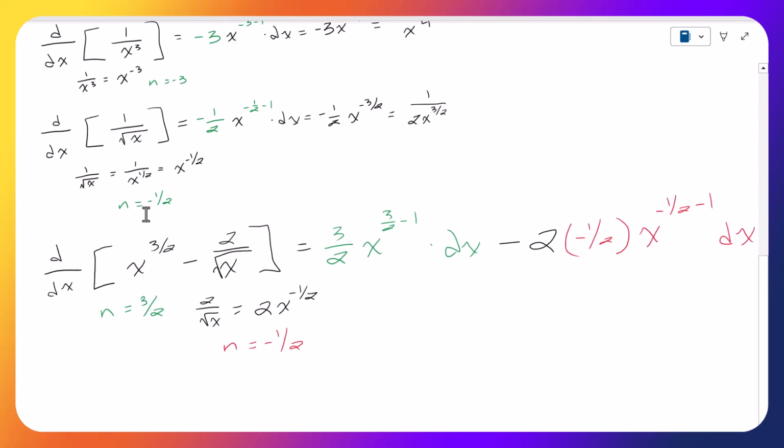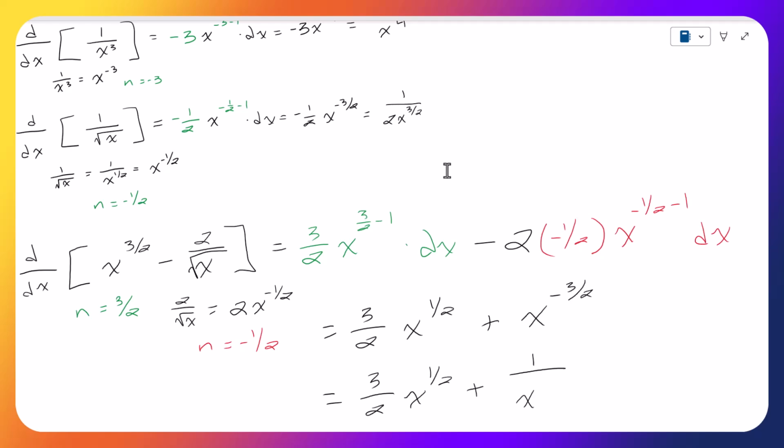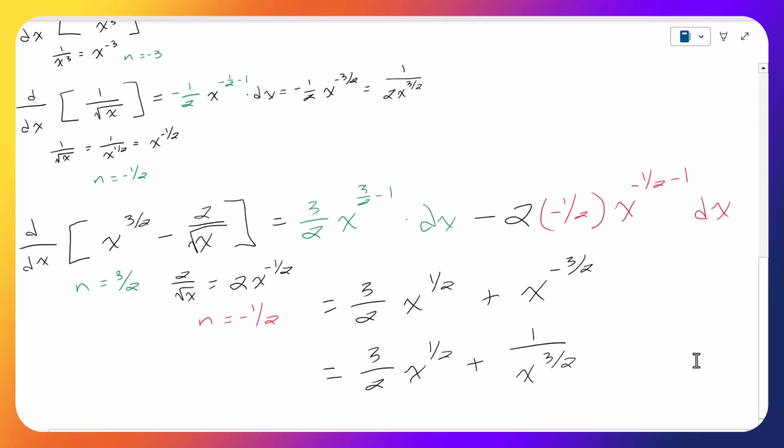Zoom out a little bit so you can see it all. And then I'm just going to go down, start simplifying stuff. We get 3 over 2 x to the 1/2, dx is still just 1, plus 2 times -1/2 is positive 1, x to the -3 over 2, dx is still just 1. Simplify further, 3/2 x to the 1/2 plus 1 over x to the 3/2. And there's our derivative if we were looking at multiple pieces. We're just going to split it up. All right, hope this helps.